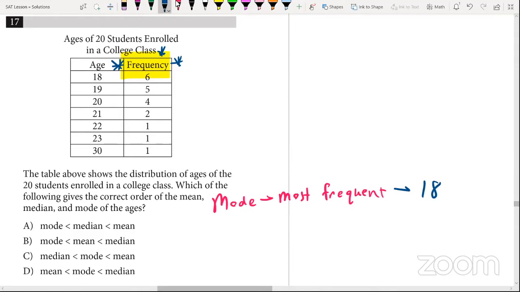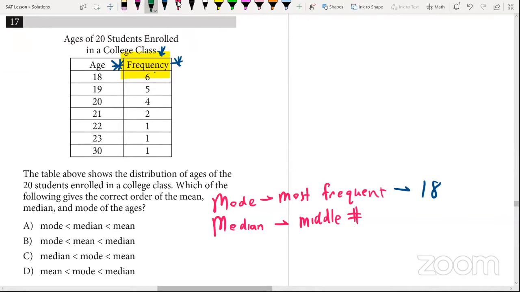Now getting into the median, is the middle number when they're put in order. So they're already in order by age, 18, 19, 20, 21, and so on. And so how do we get the median without taking too much time and energy? We can kind of tally the answers up. So I'll show you what that means.